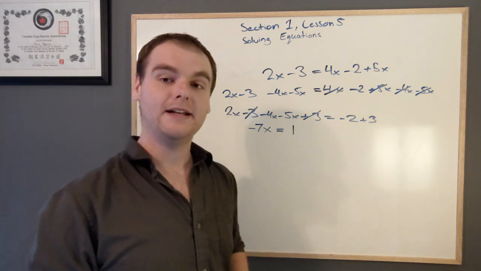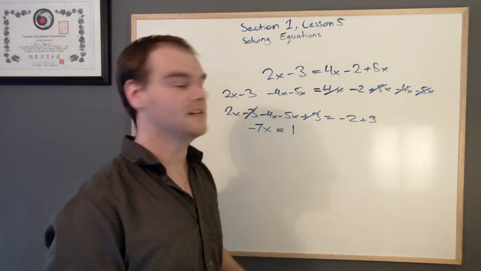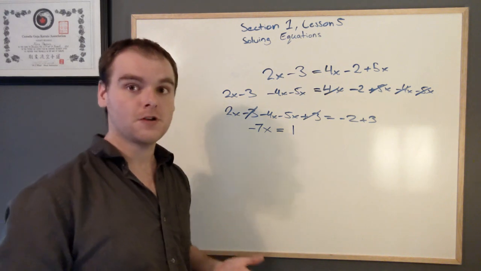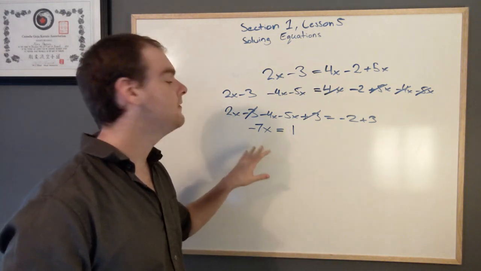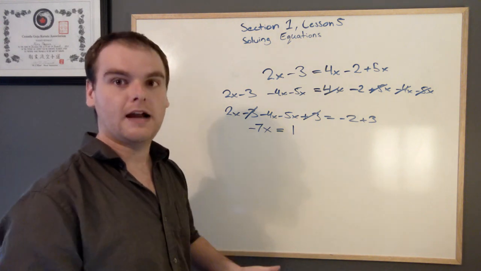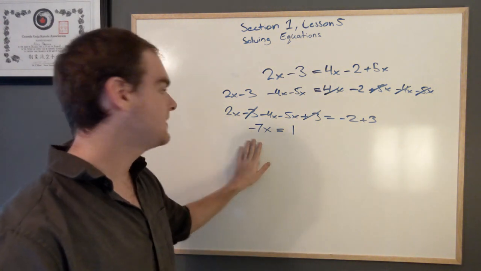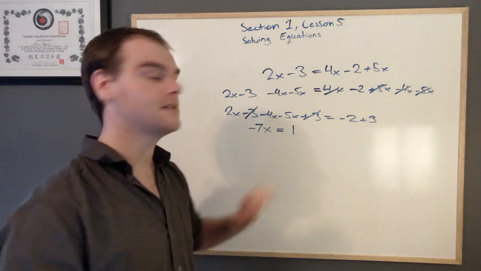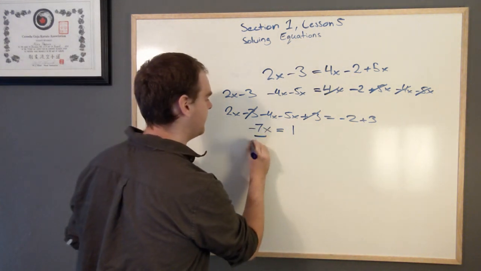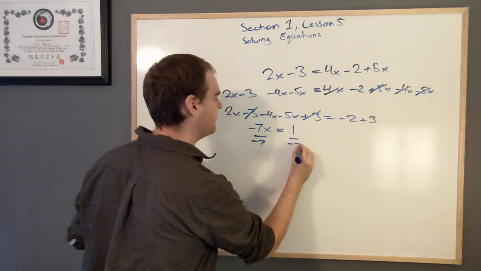Now, we don't want to know what minus 7x is. We want to know what x is. So again, we do a reverse operation. This time, since we are multiplying by minus 7, we are going to divide by minus 7 to get rid of it from this side and move it to this side, because whatever I do to the left side, I do to the right side. So I divide by minus 7.